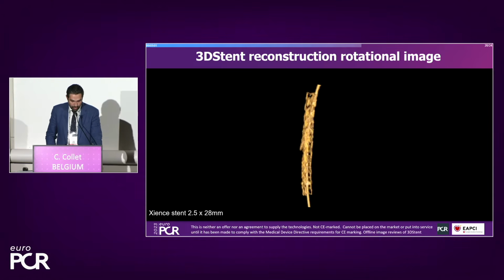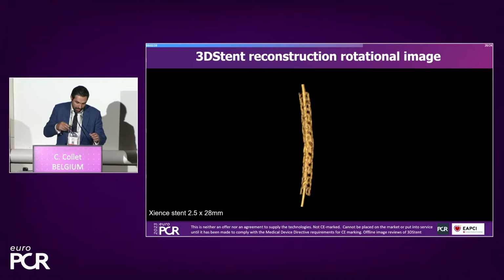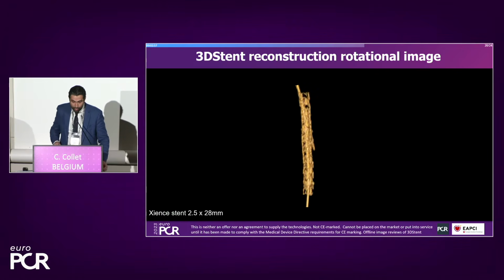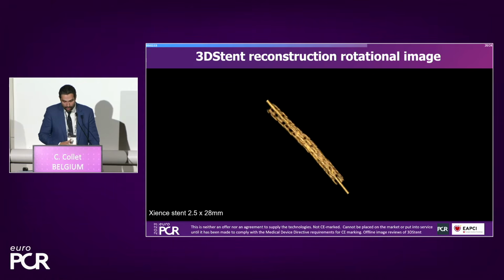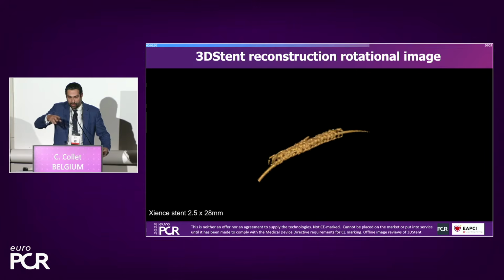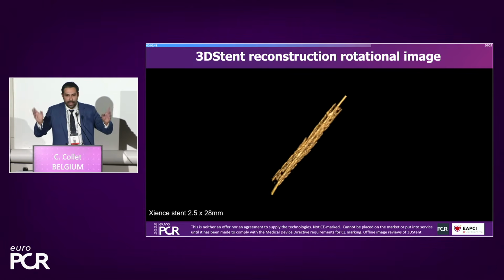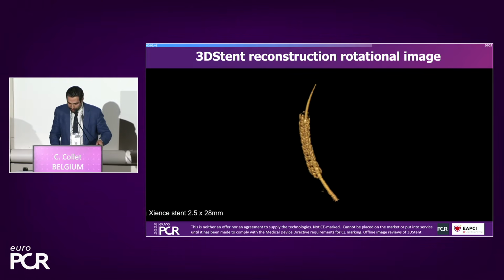And this is the final result. This is a drug-eluting stent, 2.5 by 28. So you see it's a small diameter, and you see the level of visualization that you can obtain. And of course, you are in the three-dimensional space, so you can rotate this up and down. You can remove the side wire. You can really go inside the vessel.